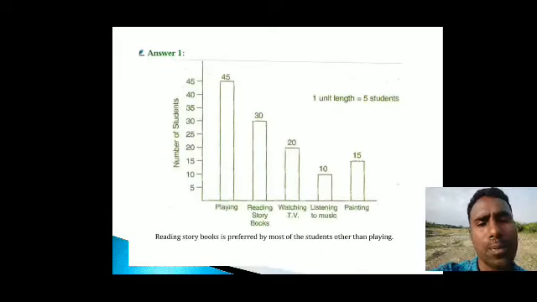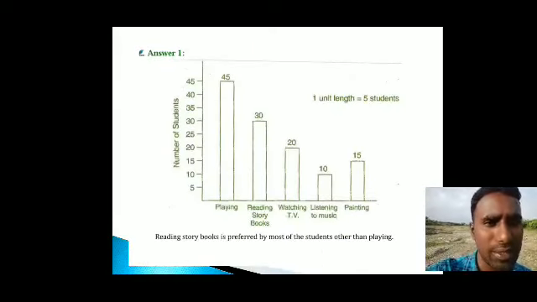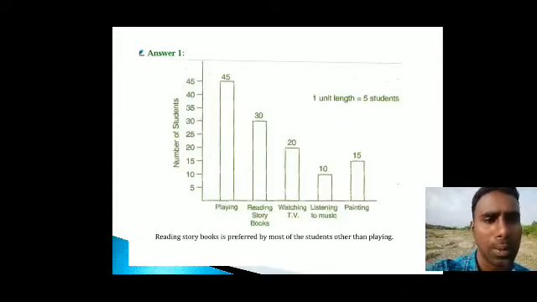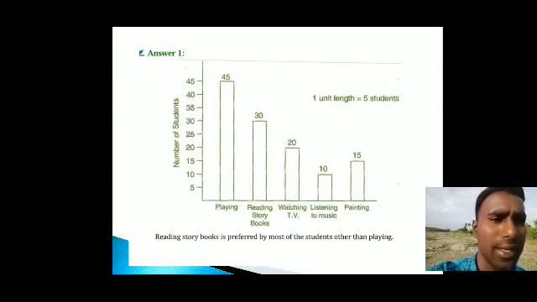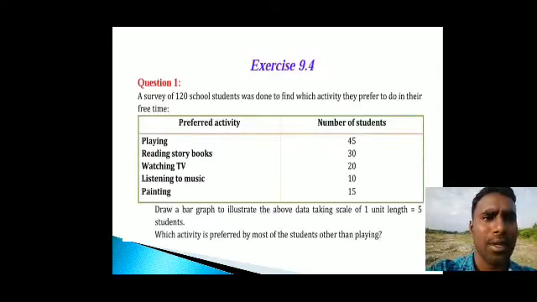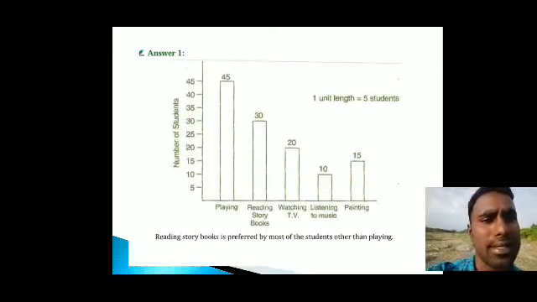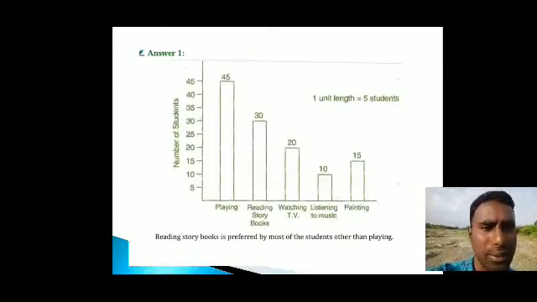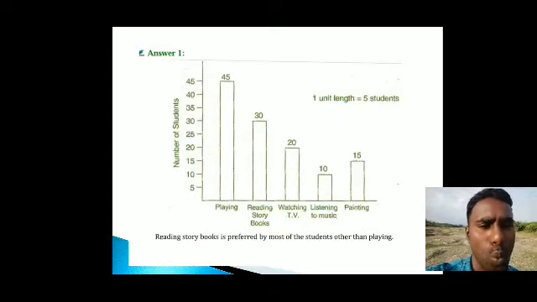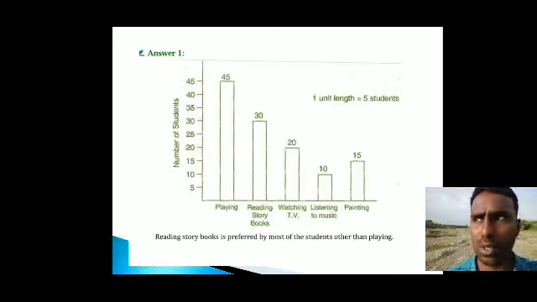First step, you have to draw a vertical line and a horizontal line in the graph. Mark the horizontal line as X and the vertical line as Y. In the X axis I have taken preferred activity, so you can write preferred activity in the X axis. Next, in the Y axis, that means in the vertical line, you can write number of students.